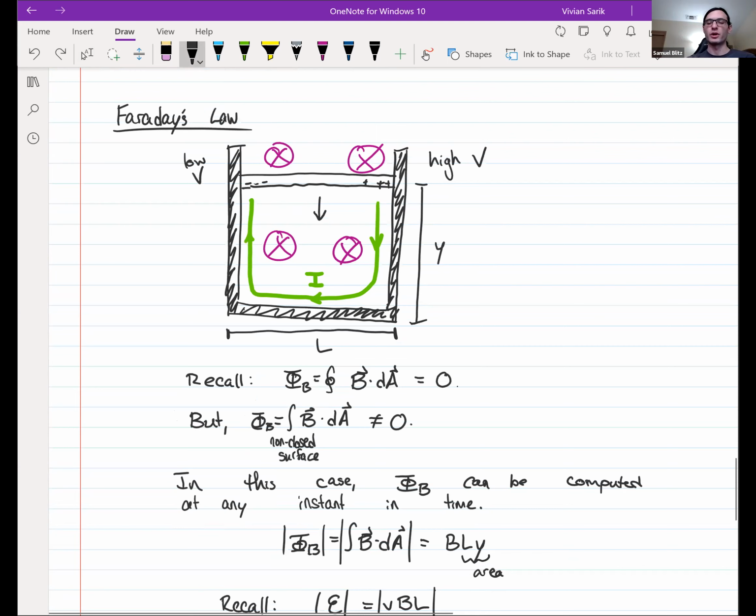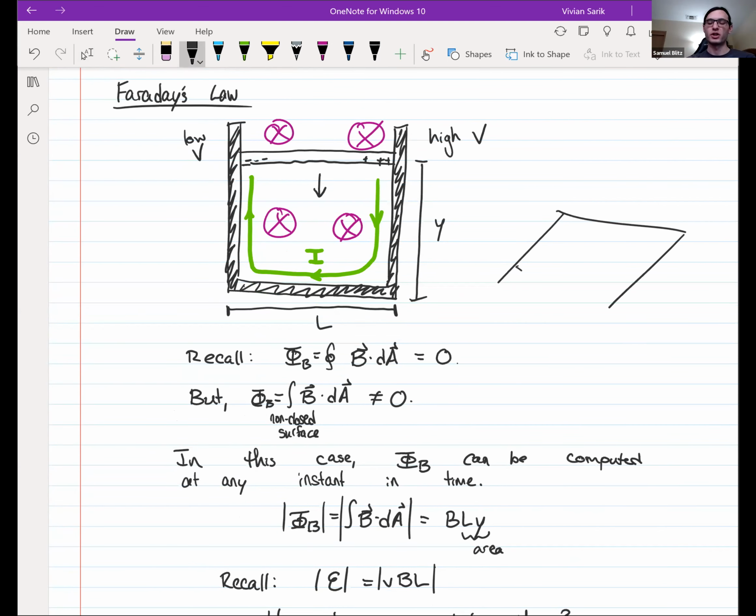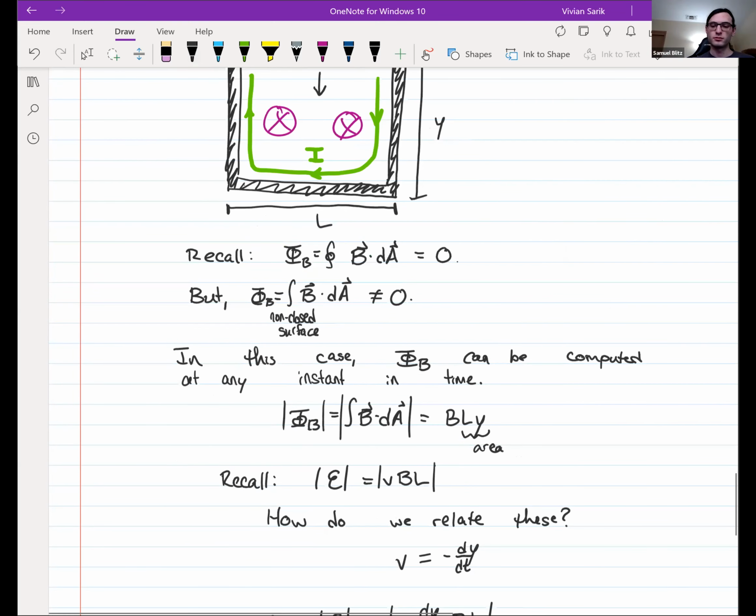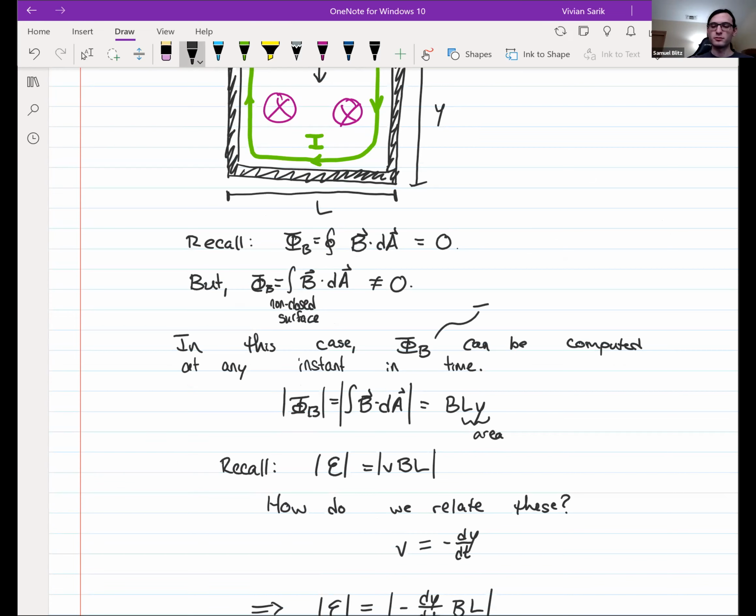So like if we were viewing it from the side, it could have been this area, or it could have been this area. It doesn't actually matter which one it is. It's just any surface that has the circuit as its boundary. So let me write that. So this is over a surface with the circuit as its boundary.